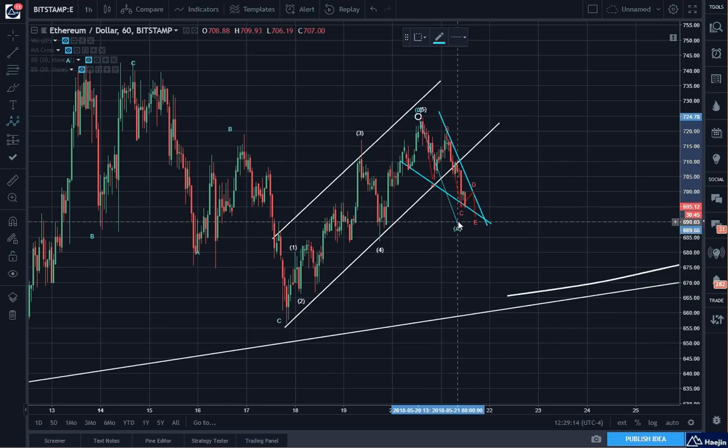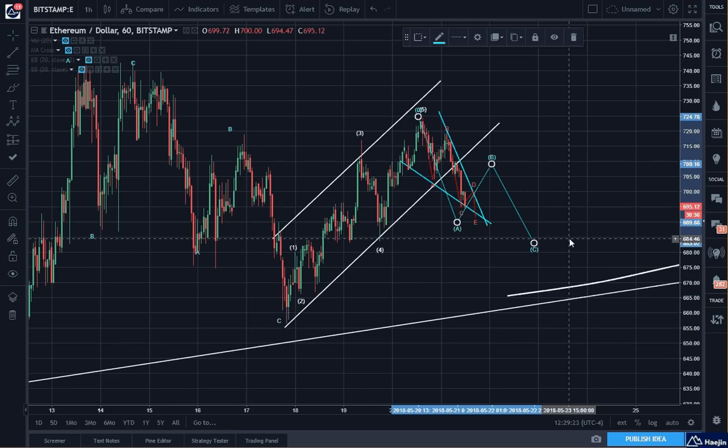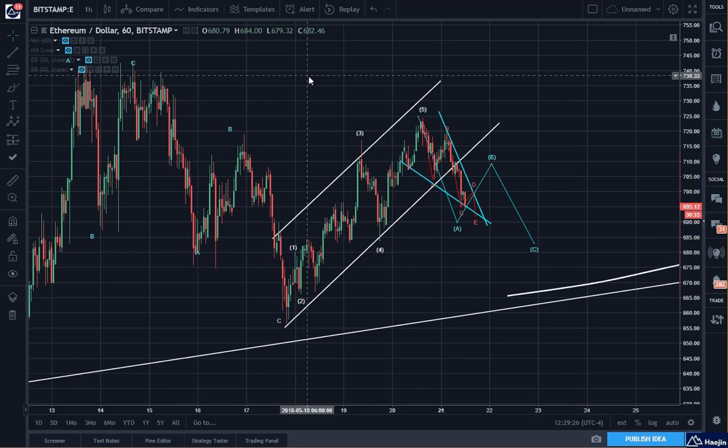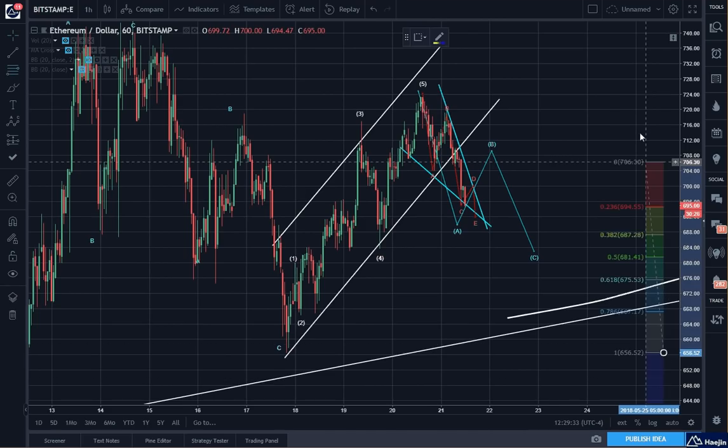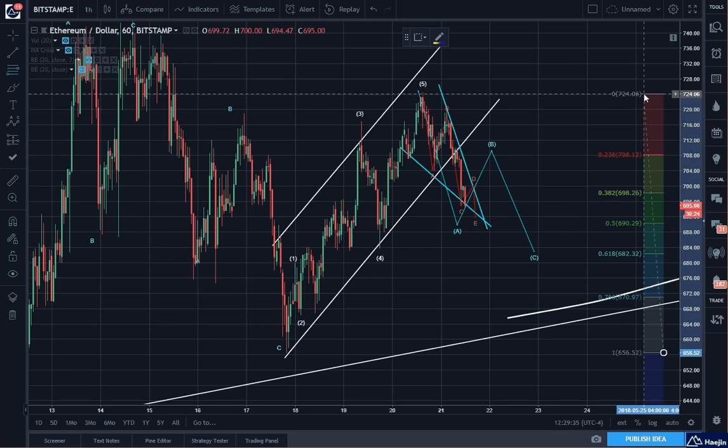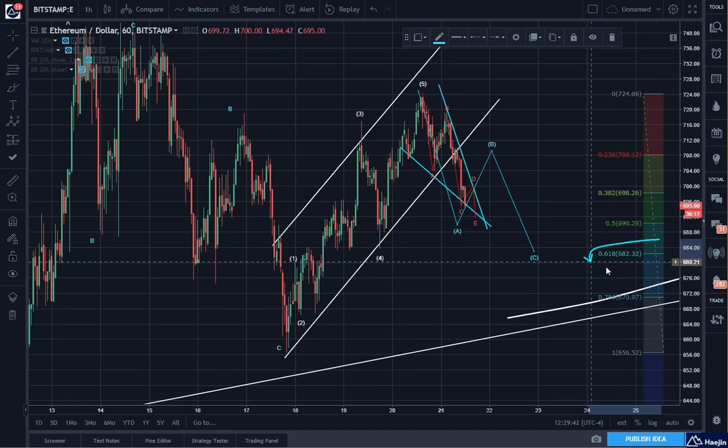The A will be here. We can get a B bounce. And then C will probably go to the prior wave 4, like that. If we do a Fibonacci measurement on this, I think that wave 4 here too will also land on the 0.618 retracement zone. And I would much rather prefer that.